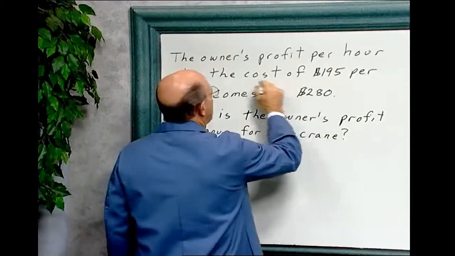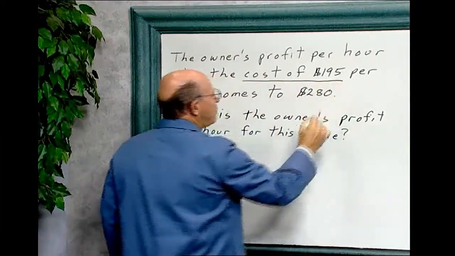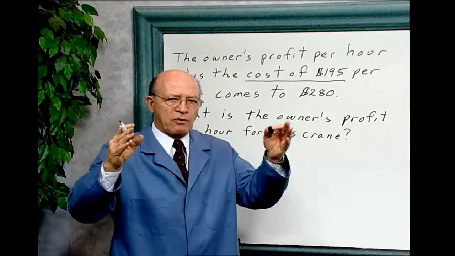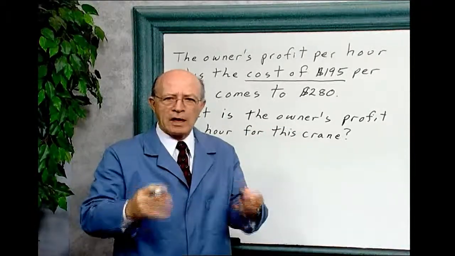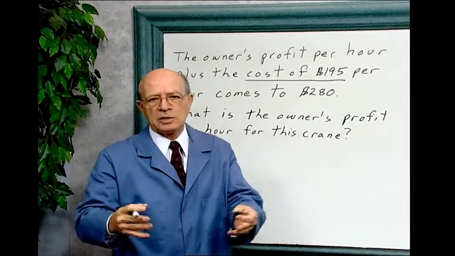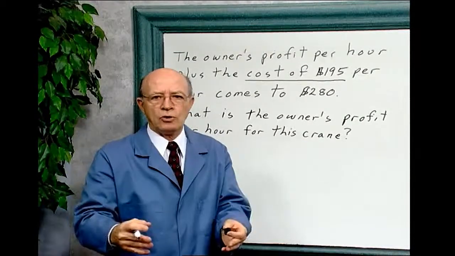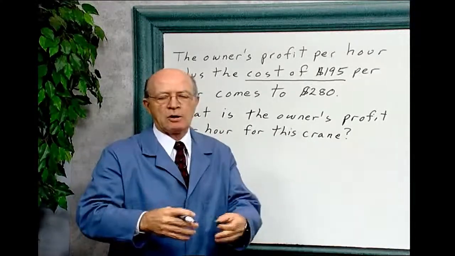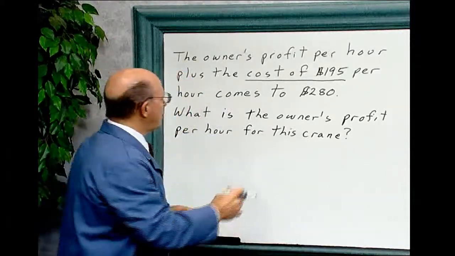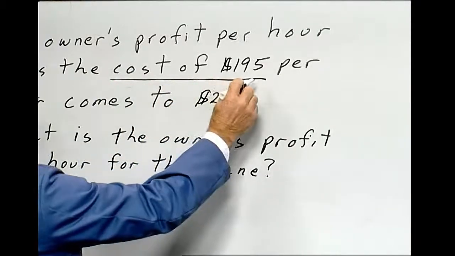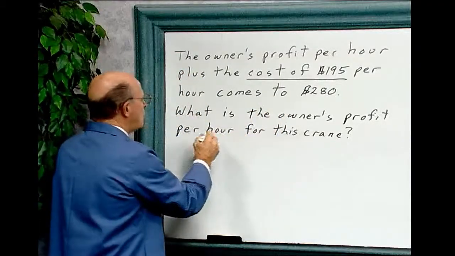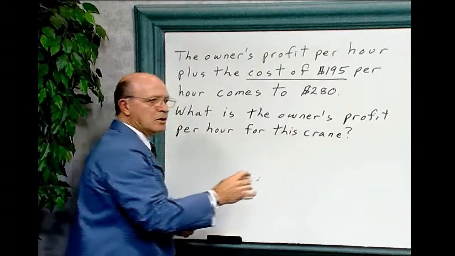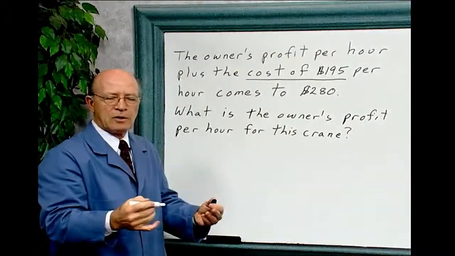Now I'd like to explain a little bit about the cost of $195 per hour. When you have a big machine like that crane that you saw in the picture, there's overhead costs. There may be payments that you have to make on that crane. There's the fuel, there's the wages, and the storage, and there's a lot of wear and tear on a piece of equipment like that. So that's what that cost of $195 per hour means. And the question is, what is the owner's profit per hour for this crane? So we want to find the profit for the owner.